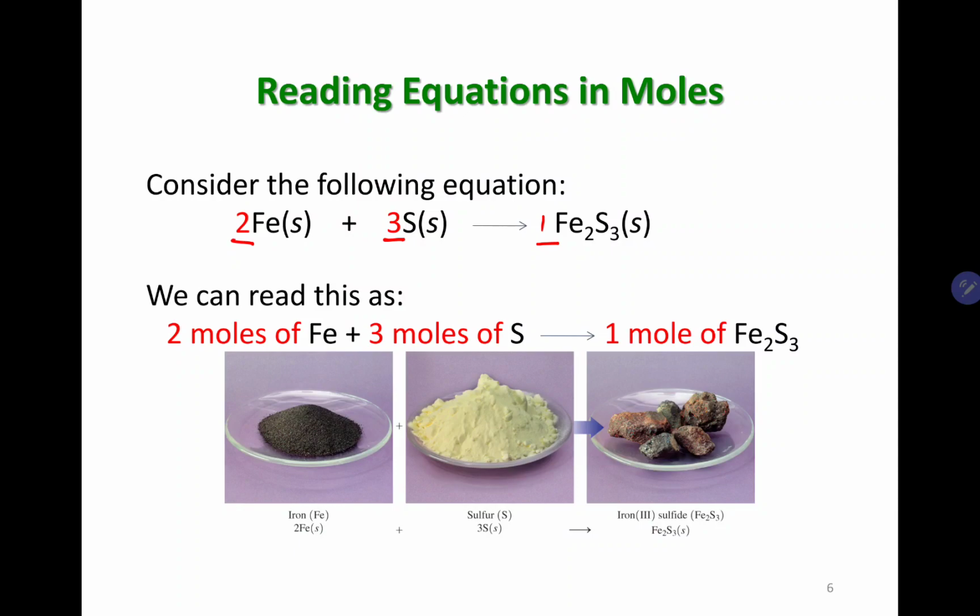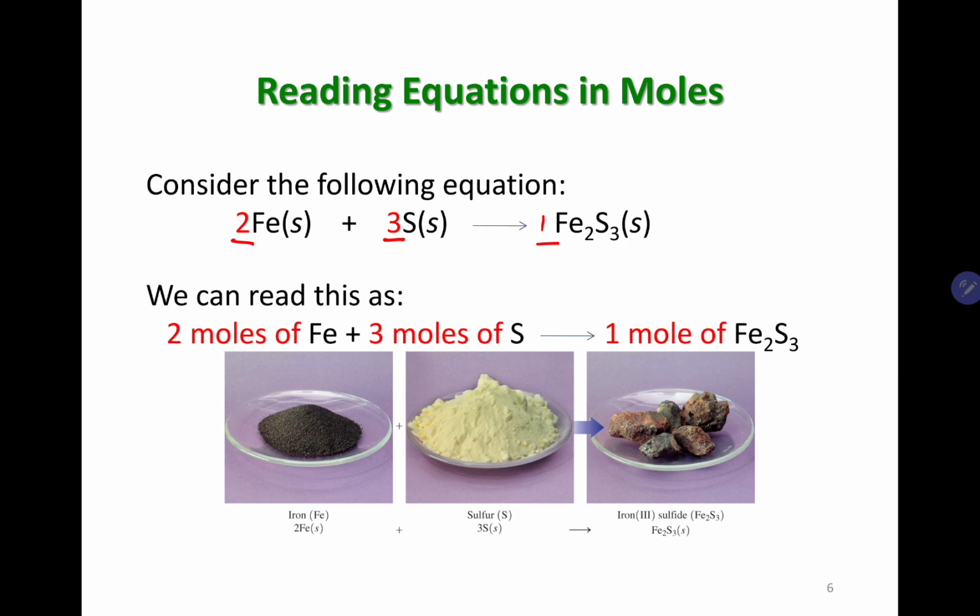It basically means how many moles of each reactant and each product are involved in the reaction. In this simple equation, the 2 in front of iron and 3 in front of sulfur simply means that if you use 2 moles of iron, you will need 3 moles of sulfur to obtain 1 mole of iron sulfide. That is all you need from balancing a chemical reaction.